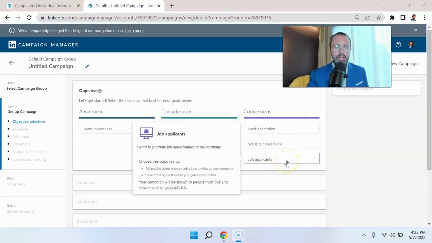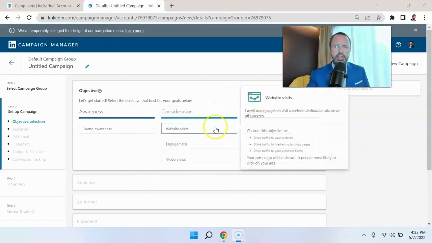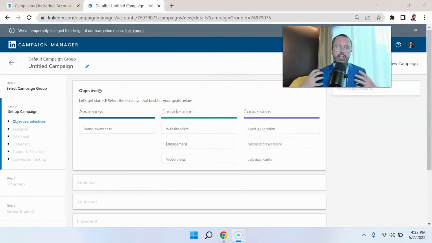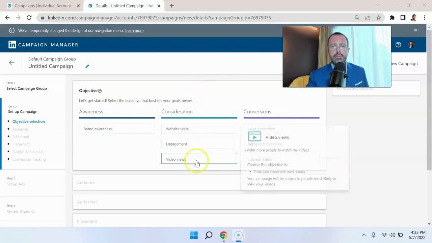Job applicants, probably not that applicable for most people unless you're working in HR. Now, when you're moving into the consideration, some people will start to focus more on clicks, things like website visits, engagement, so things like comments and posts. But when you're really interested in going big and taking your budget and reaching as many people as possible, you're going to be much more interested in the brand awareness objective, potentially also the video views objective.